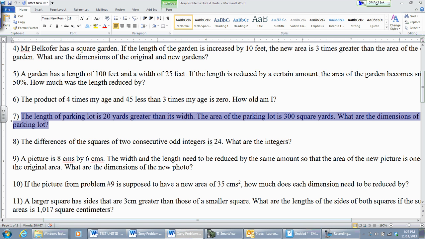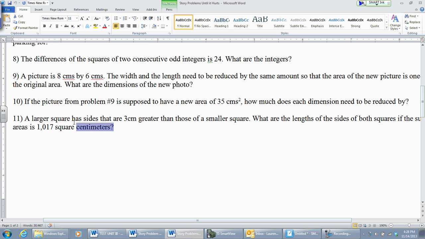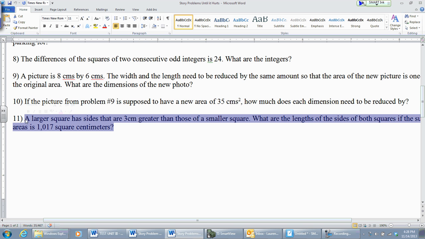Okay, one last problem. It's a long one. It's problem 11. Looks hard. It really isn't, but I'm going to go ahead and help you with it. Okay. It says a larger square has sides that are 3 centimeters greater than those of a smaller square. Well, I'm going to draw 2 squares.